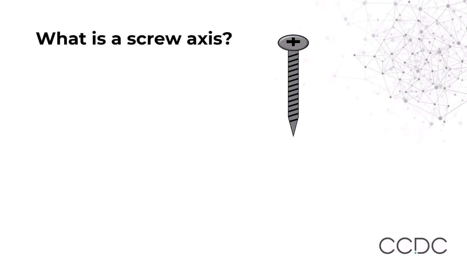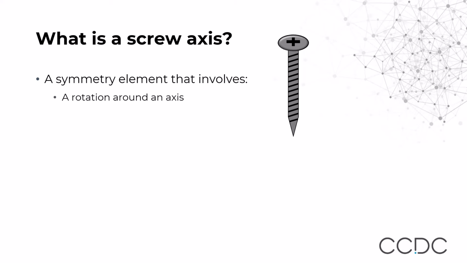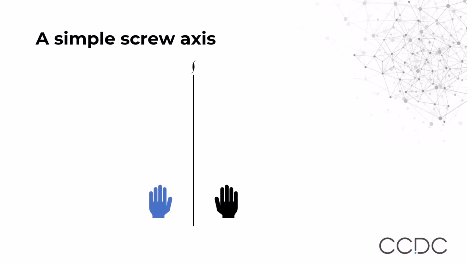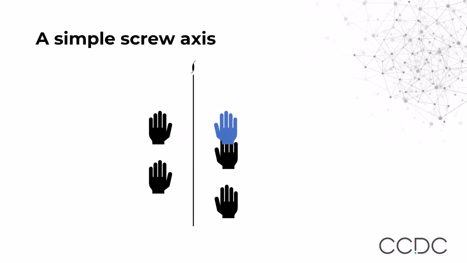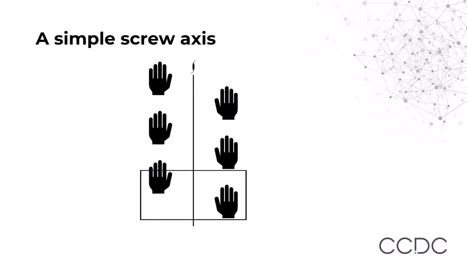So, what is a screw axis? A screw axis is a symmetry element in a crystal structure. The symmetry operation involves a rotation around the axis, followed by a translation parallel to that axis. You can think of this combination of rotation and translation as drawing out a helix, like the thread of a screw. Consider the simplest example. Here, the hand shape is rotated 180 degrees around the axis, then translated in the direction of the axis each time. In this case, the translation is by 1/2 of a unit cell.